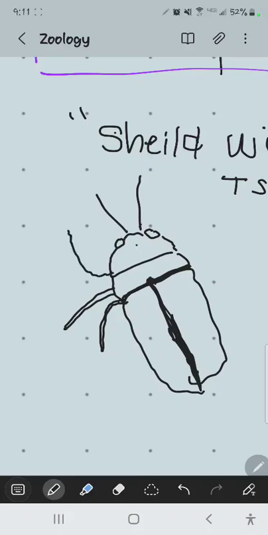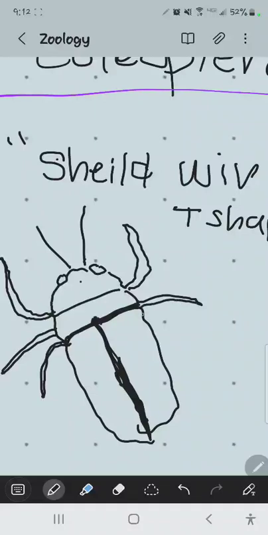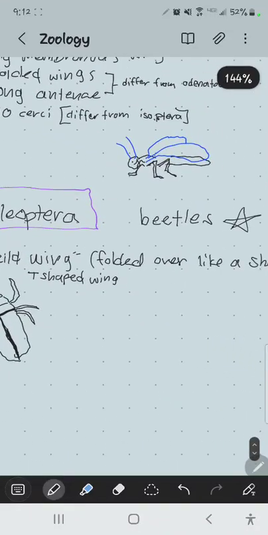Okay, so antennae are variable. They can be short or long. There's no cerci on these. Legs are variable. But I think the hardened plate-like wing and the fact they have mandibles is the main identifying feature of these. Okay, sound good? We're getting there?